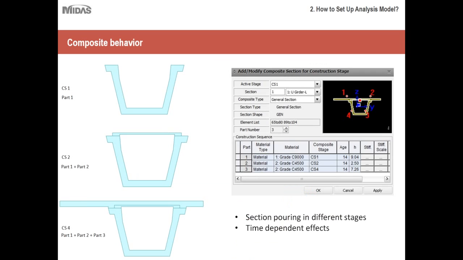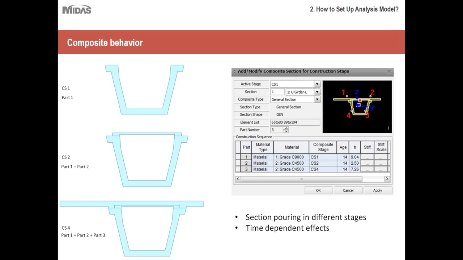Then the second challenge was capturing the composite behavior of the section. Like I said, in the first construction stage, let's say it is just the U-girder. In the second, it is U-girder plus the lid on top. And in the third or the fourth construction stage, depending upon your construction sequence and post-tensioning of the structure, you can have different construction stages. It could be third, fourth, or fifth. And at that point, when you have poured the deck on top, the structure will become a composite section.